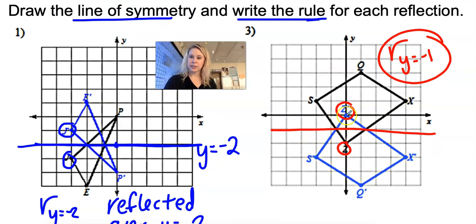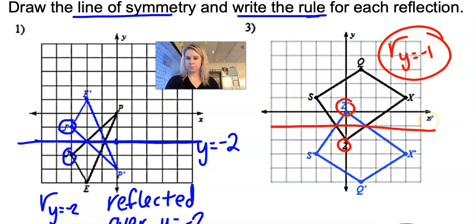For number 3, I looked at my point Z and Z prime and I split the middle. Since that's a horizontal line, that would be y equals a number, and so I did little r, reflection over y equals negative 1.